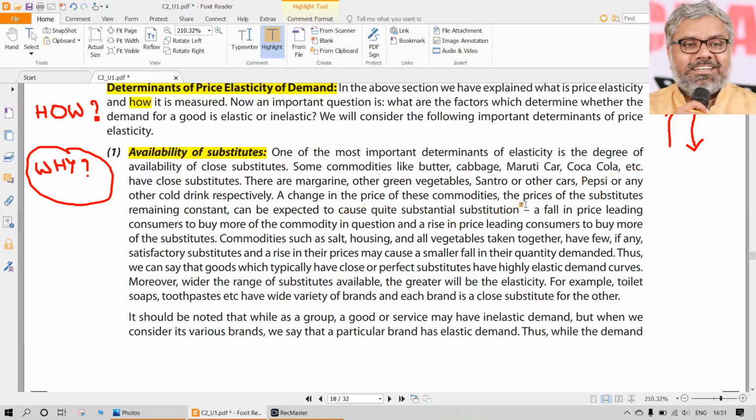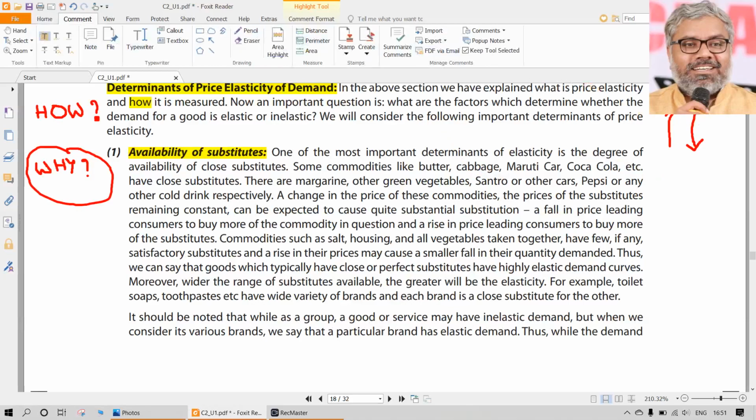If the availability of substitutes is there, then naturally the price elasticity of such a product will be more. It will be more if the availability of substitutes is more. It will not be less. Why does that happen? Logic, common sense. So when the availability of substitutes is there, definitely the price elasticity is going to be more.